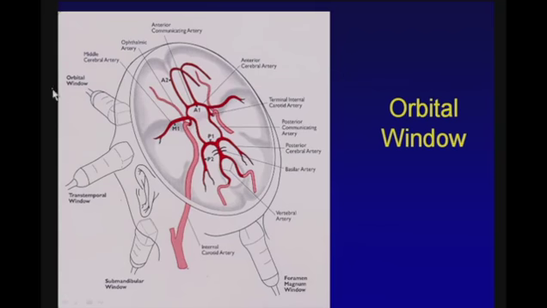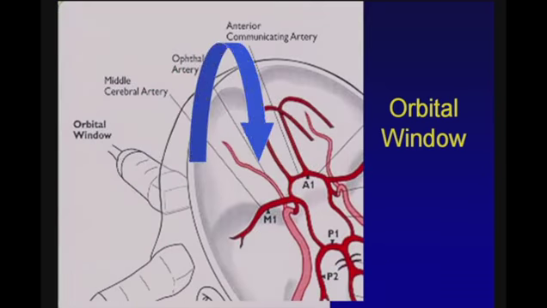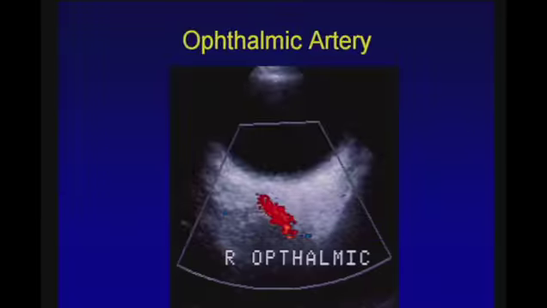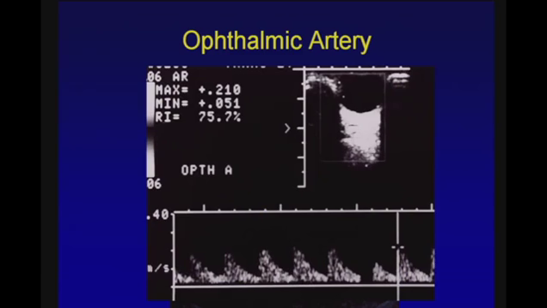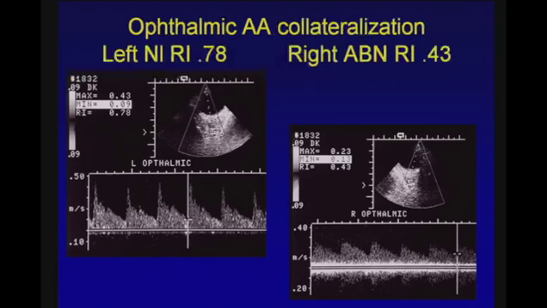One can also view an orbital window and get ophthalmic Dopplers. So the ophthalmic artery also gives a typical waveform pattern. It's a slightly higher resistant vessel. However, when there's collateralization, one has increased flow in diastole and can help support the diagnosis of an internal cerebral artery stenosis.